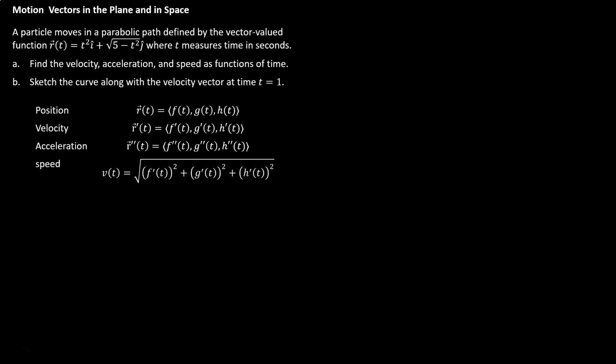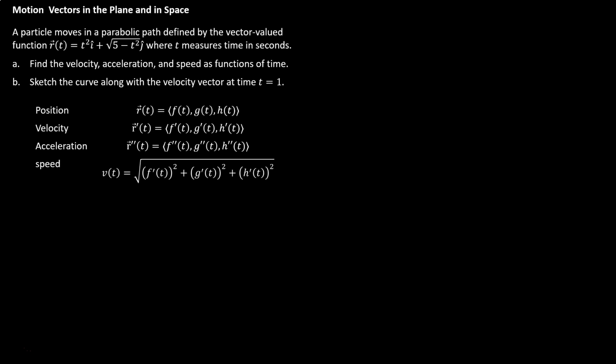In Calc 1, we learned that if we have a function that represents an object's position, taking the first derivative of that function would represent that object's velocity, and then taking the derivative again would represent the acceleration of the object. The same thing is true when we represent position of an object using a vector function.